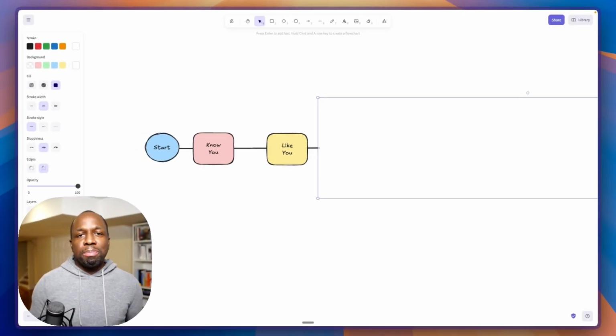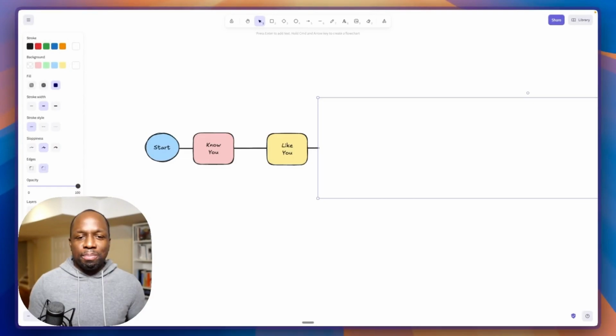People buy from people that they like. People buy from businesses that they like. It's just how the world works. I didn't make the rules. I'm just sharing them with you. So if I like you, I'll buy from you. If I don't like you, I won't buy from you. That's the general consensus. So you need to get that person to move from knowing you to liking you. They have to like you in order to buy from you.